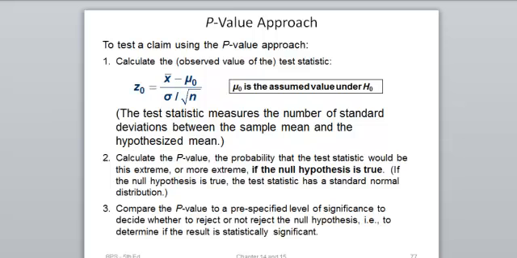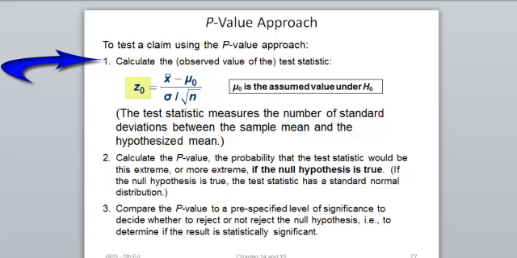To test a claim using the p-value approach, the first thing you have to do is get what's called the test statistic. Remember what that is. The test statistic measures the number of standard deviations between the sample mean and the hypothesized mean. So it's basically getting the z-score, where you take the null hypothesis distribution, the mean and the standard error, and you see where the sample mean is in that distribution.